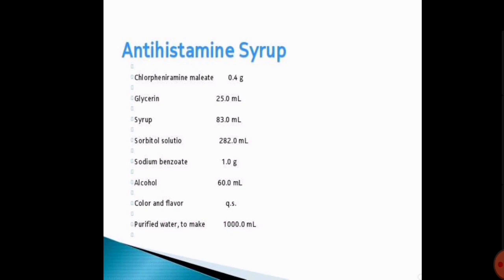In antihistamine syrup, we have chlorpheniramine maleate about 0.4 gram, glycerin 25 ml, syrup 83 ml, sorbitol solution 282 ml, and sodium benzoate 1 gram, alcohol 60 ml. Now, why are we using alcohol? Because in this case, coloring agents and flavoring agents are not soluble enough in pure water. So we add alcohol to make a strong bond between the coloring and flavoring agents and the pure water. So pure water will be 1000 ml.